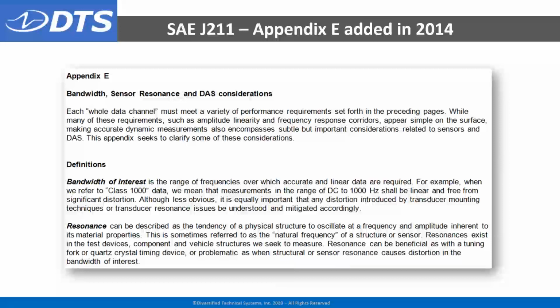So it's important that we consider the difference between the raw sensor output and the actual data that we need to use to process and create a report when we're done. And to that end, in 2014, we added a section to SAE J211 called Appendix E, and it talks about many of these issues in greater detail. We're going to touch on some of them shortly. But bandwidth, sensor resonance, and DAS considerations is something that everybody should read if you want to be suitably careful when making acceleration measurements.